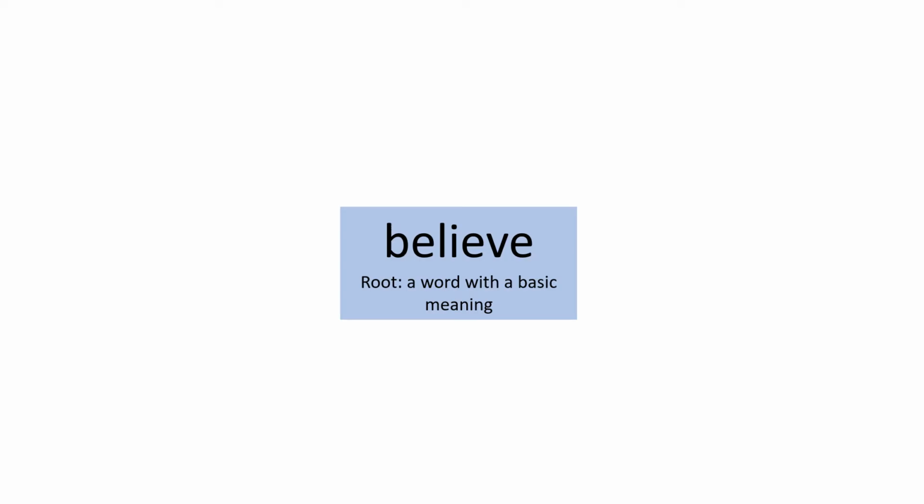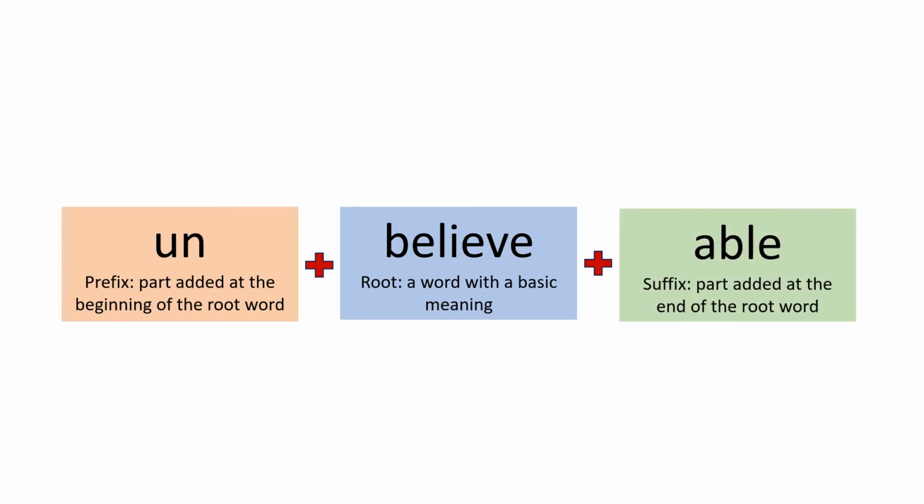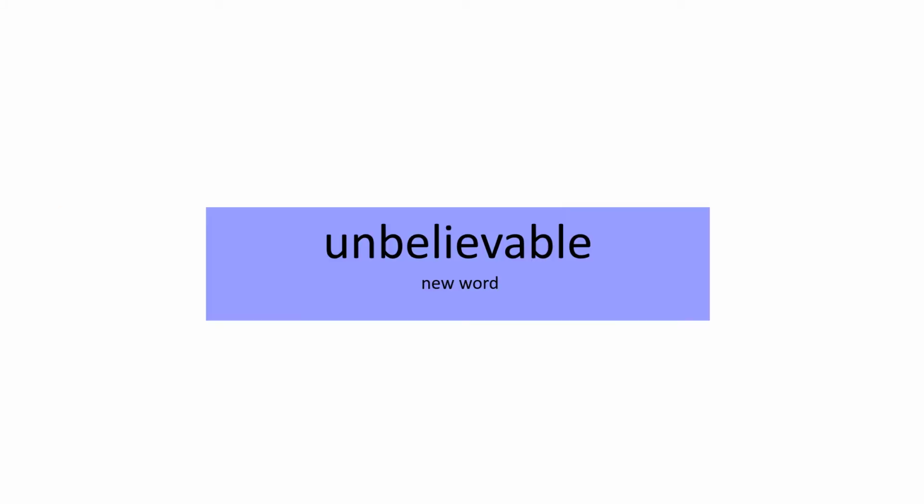Or we can add the prefix un and the suffix able to the root word believe to form a new word. Pay attention when the E at the end of the root word meets the A at the beginning of the suffix able. We take away the E at the end of the root word to form the new word unbelievable.